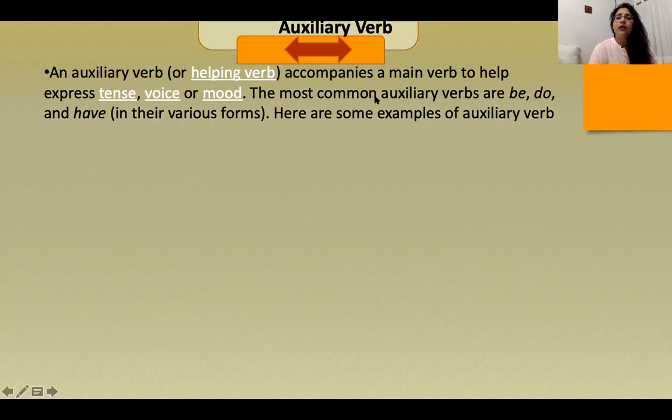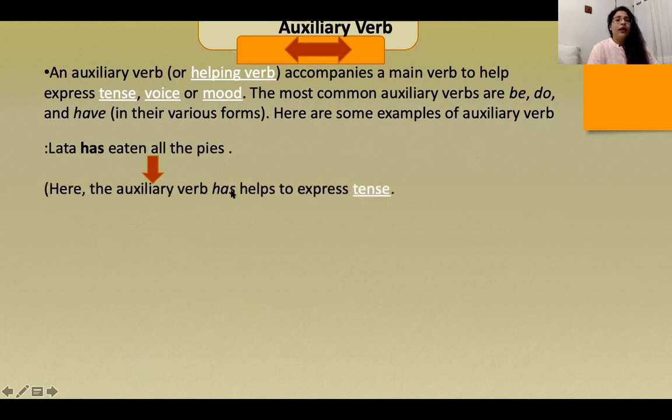The most common auxiliary verbs are to be, are, be, do, and have in their various forms. Here are some examples of auxiliary verbs. First, Lata has eaten all the pies. Here the auxiliary verb is has, and it helps in expressing tense. Lata has eaten all the apples. So it's a past form.